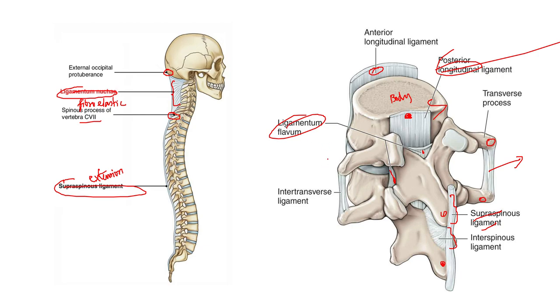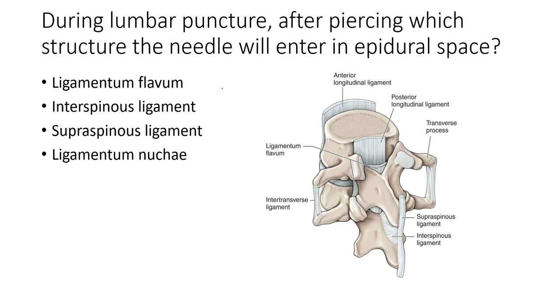So we'll go to a question based on this. During lumbar puncture, after piercing which structure will the needle enter into the epidural space, that is just outside your spinal cord? You are piercing the skin, and then the supraspinous ligament, the interspinous ligament, and then here is your ligamentum flavum. Only when you pierce the ligamentum flavum will you enter the epidural space. So the answer here is the ligamentum flavum.